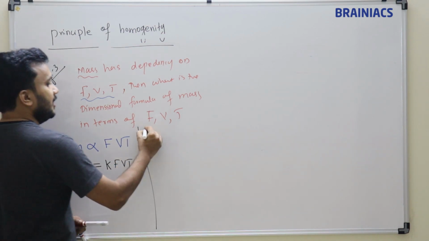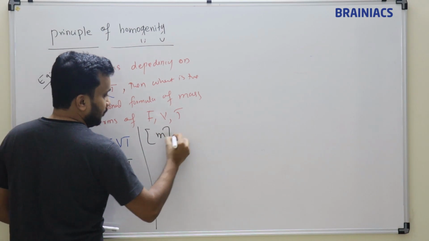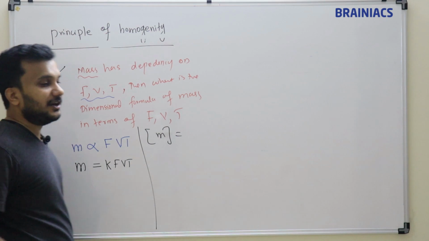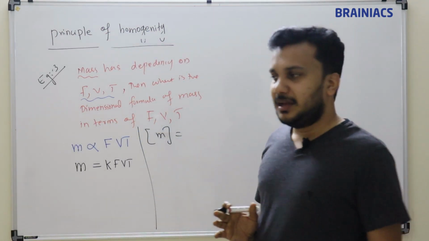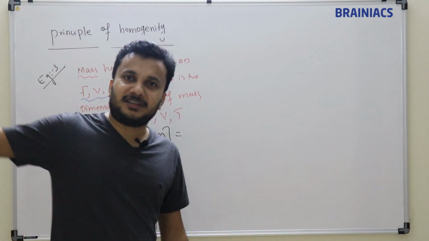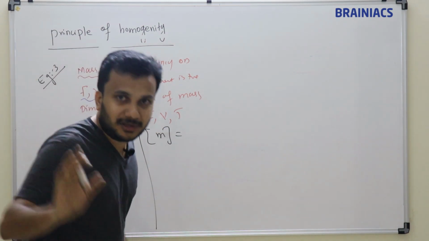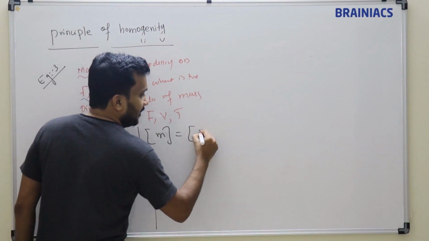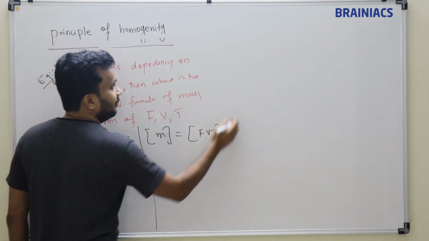So here I know the dimension formula of small letter m is equal to the dimension formula of kFVT. K is a constant, I told, so we can omit k. K is a constant means k is a number, either 1, pi, 2 pi, or just a number 1, 2, 3, 4, 5, 6, 7, etc. It may be any number. So I am not bothering about k because k is a dimensionless quantity. We can omit this one. So I am saying the dimension formula of m is the same as the dimension formula of FVT.